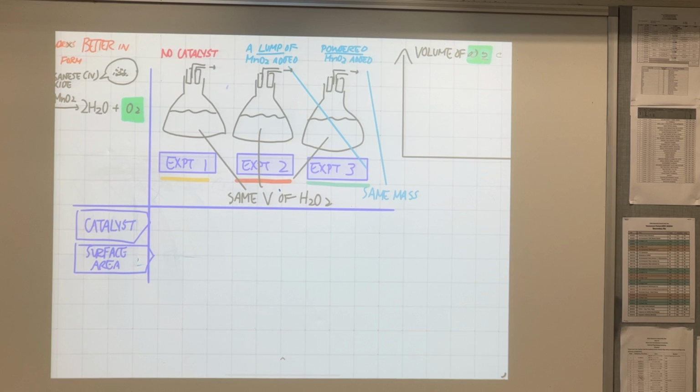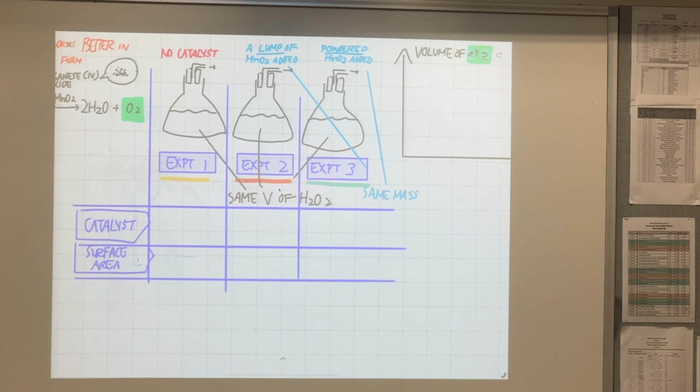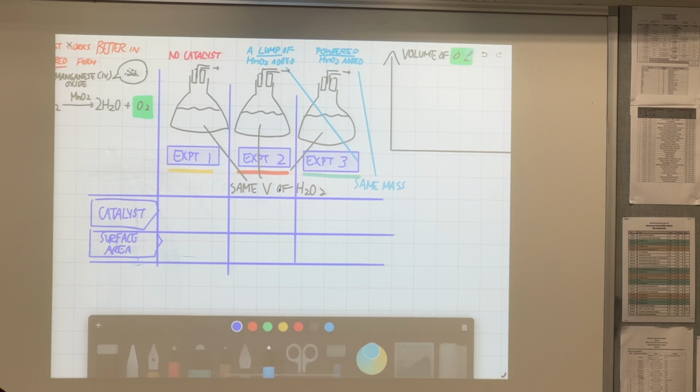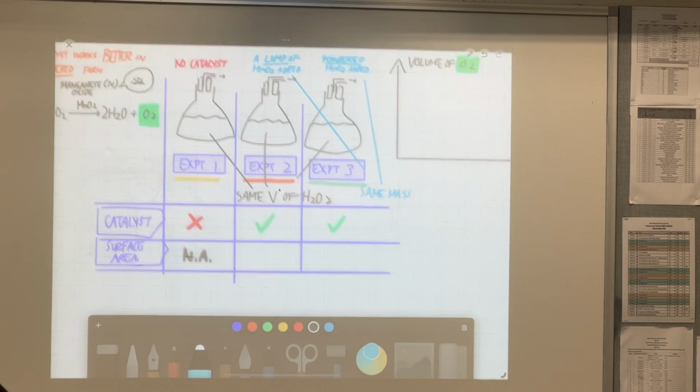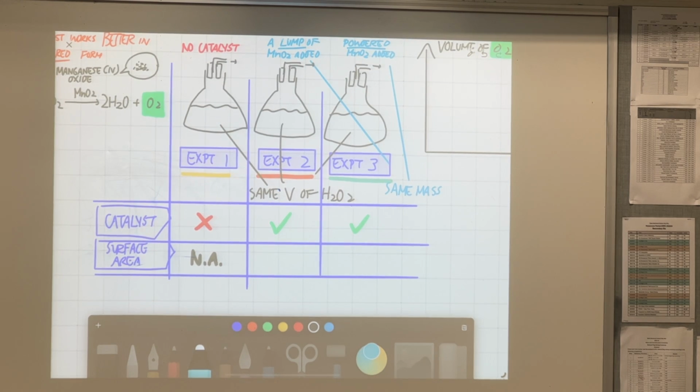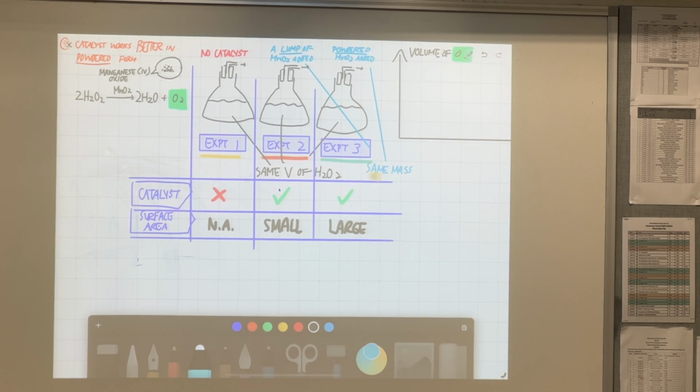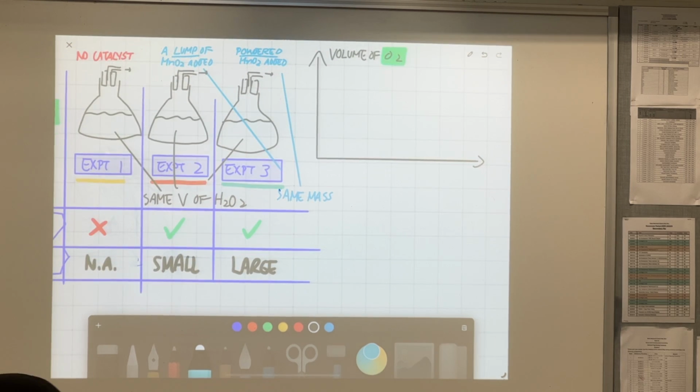Okay, experiment 1, 2, and 3. With the catalyst, the first one has no catalyst. The second one and the third one both have a catalyst. But in terms of surface area, this is not applicable for the first one because we don't even have a catalyst. For the second one, the surface area is small. But when you use powdered catalyst, the surface area is large. So that means you have two favorable factors, both the addition of catalyst and the inclusion of large surface area.